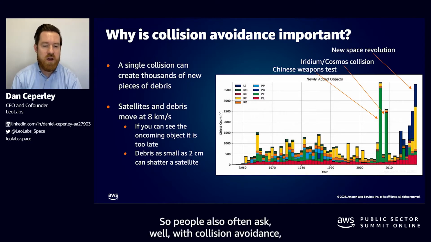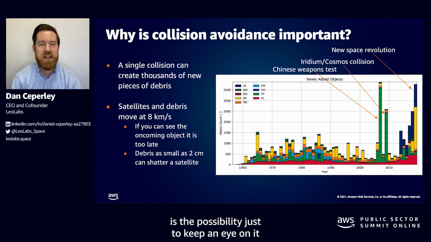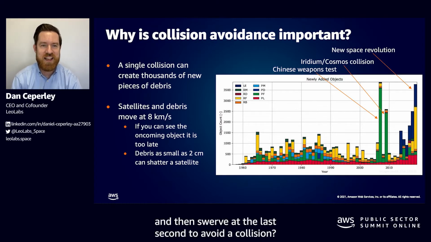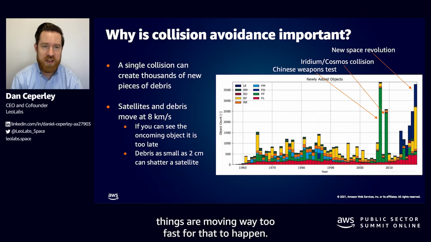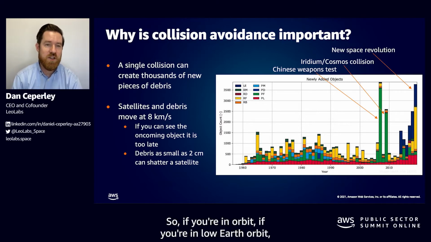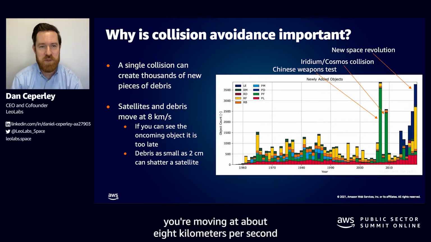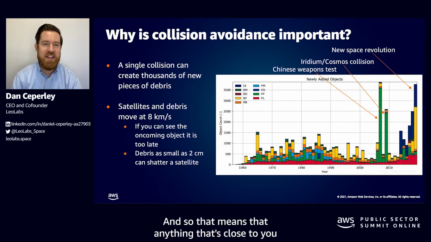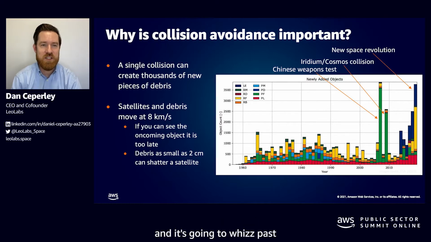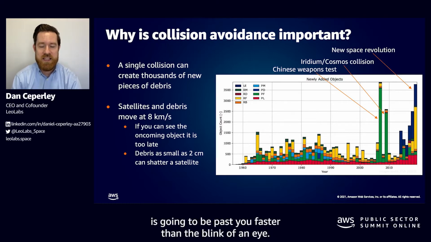So people also often ask, well, with collision avoidance, is there the possibility just to keep an eye on it and then swerve at the last second to avoid a collision? Well, unfortunately, the way space works, things are moving way too fast for that to happen. If you're in low Earth orbit, you're moving at about 8 kilometers per second, or 17,000 miles per hour. And so that means that anything that's close to you and is going to whiz past is going to be past you fast in the blink of an eye.